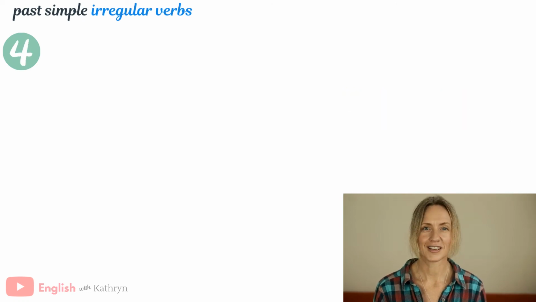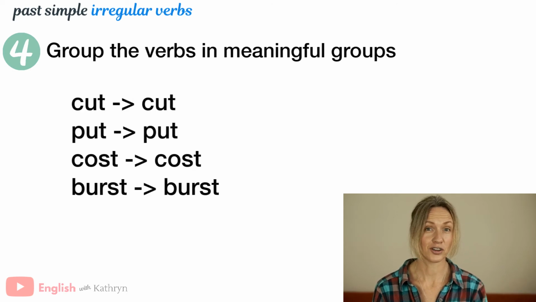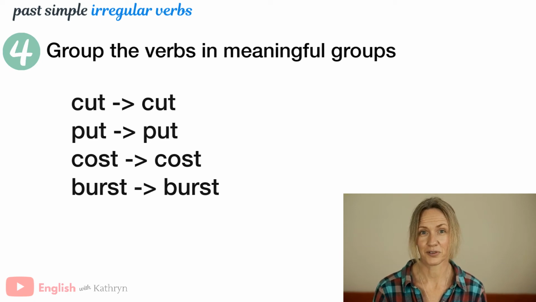The fourth way to remember these verbs easily is to group them together. For example, take a group where the verbs don't change. For example, cut, cut, put, put, cost, cost, burst, burst. And go down through the list and find these common verbs.